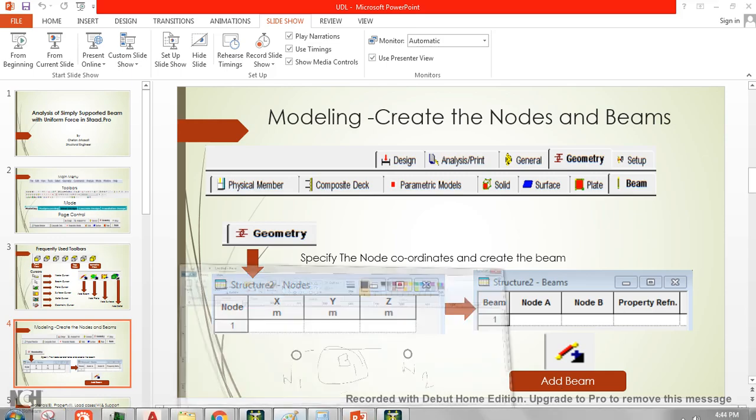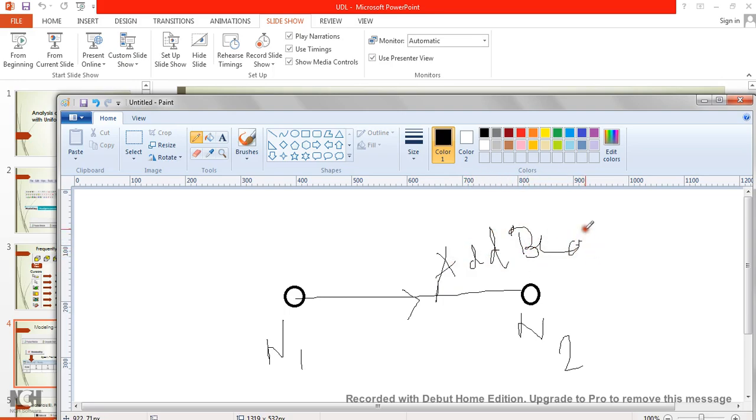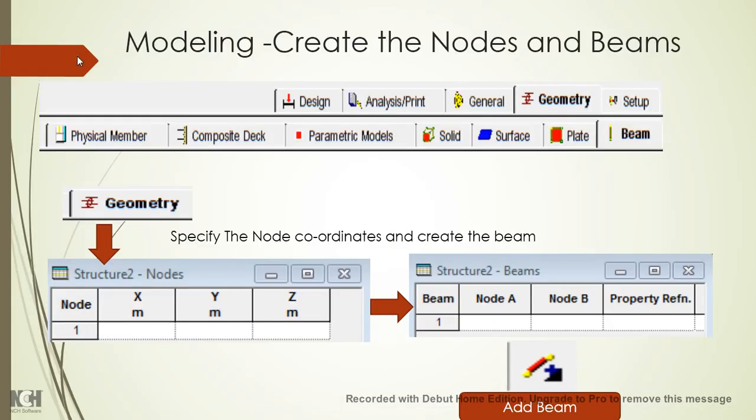Just like how I did it in Paint, where I first drew the two circles, then connected them with the help of a beam, the same thing we can do using the add beam cursor. Using add beam, you just have to click on node number 1 and node number 2, and the beam gets connected between the two nodes. So you can use that add beam cursor.